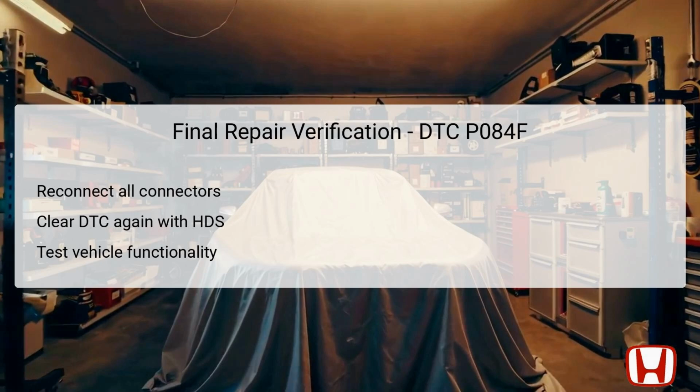After completing repairs aimed at resolving the causes of DTC P084F, it's essential to verify that the repairs were effective. Start by meticulously reconnecting all electrical connectors that were previously disconnected. This includes both the TCM58P connector and the under-dash fuse relay box connector E. Once everything is securely connected, use the HDS again to clear any DTCs stored in the memory.